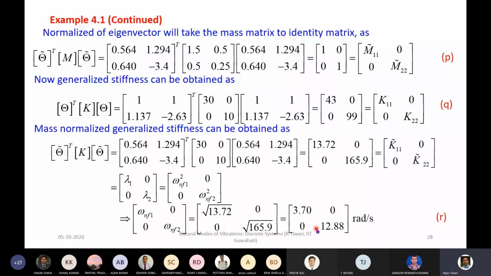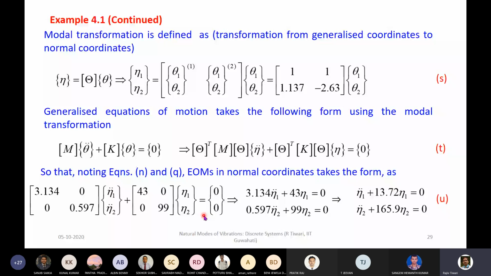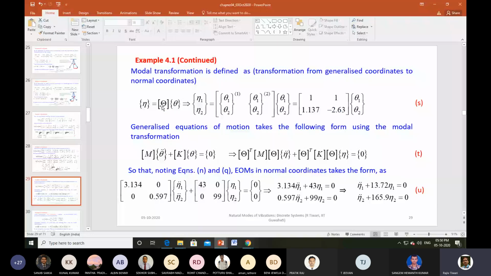Now the transformation which we defined from the natural coordinate to the other coordinate, I think this should be the other way around. Theta 1, theta 2. Okay, this should be the other way around. So theta should come here and eta should come here. I'll correct that and send it to you.